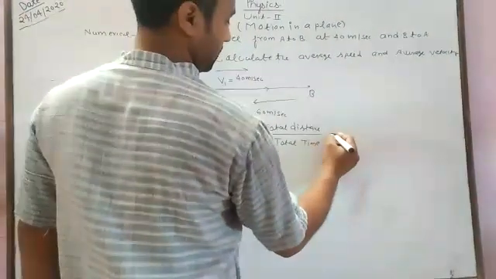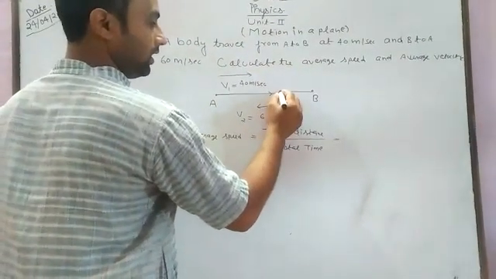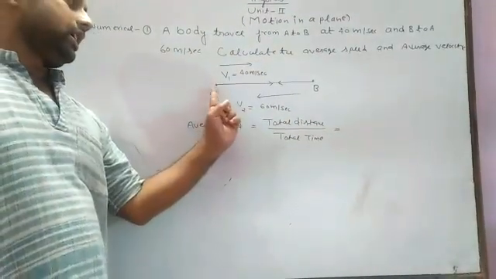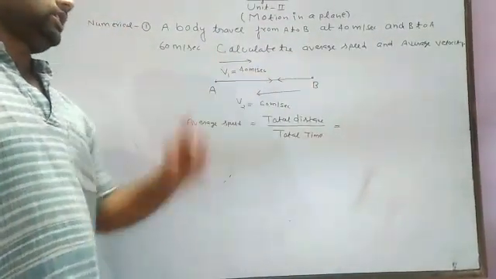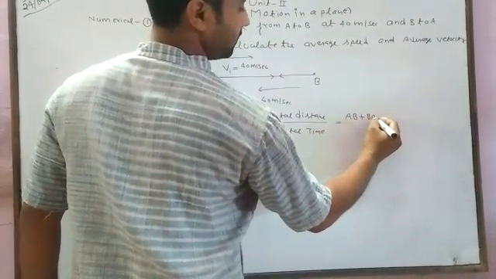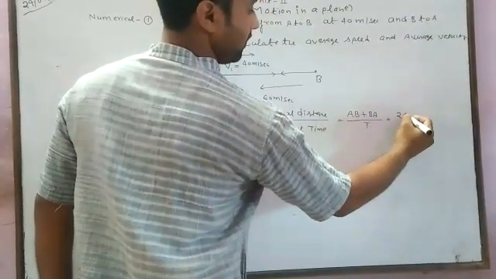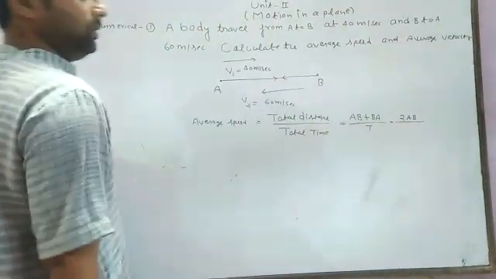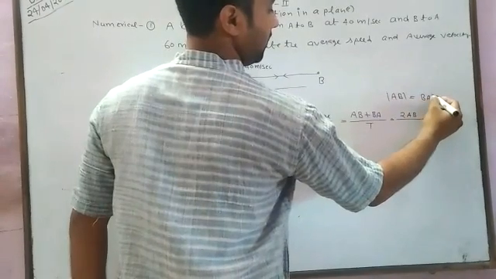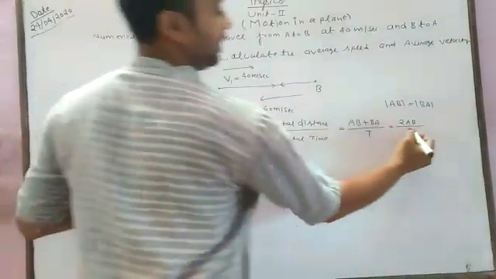What is the total distance? How can we calculate the total distance? If a particle is moving from A to B and after that B to A, what is the total distance traveled? AB plus BA, divided by total time. Suppose this is T. That is, 2 times AB, because mod of AB is equal to mod of BA. So 2 times AB divided by total time.